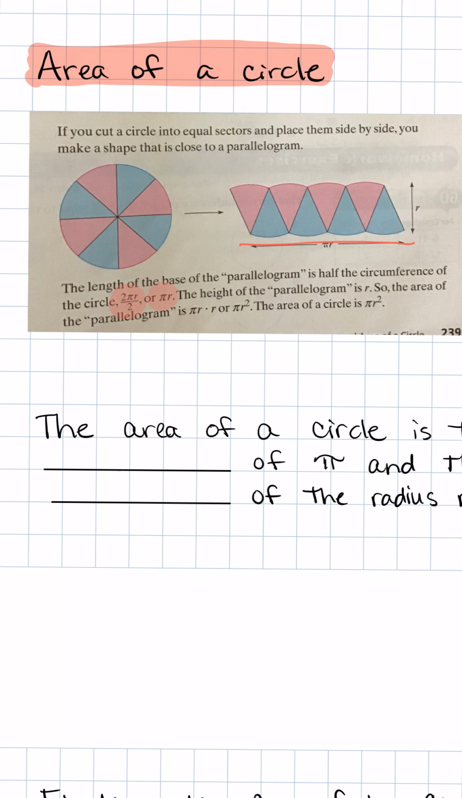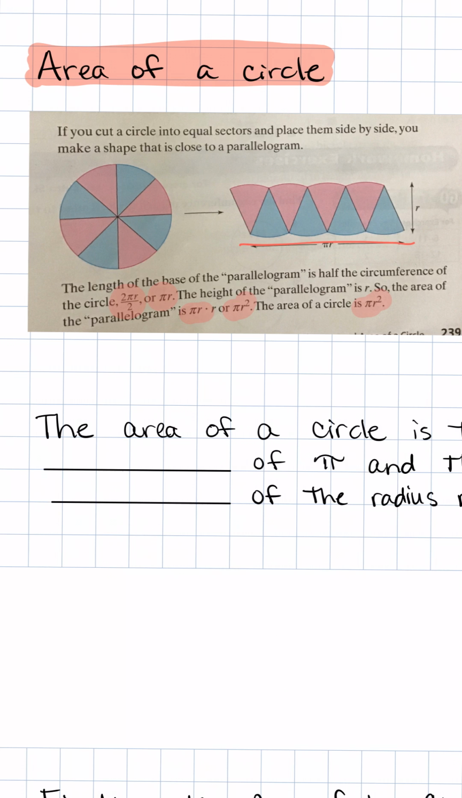So the area of the parallelogram is pi r times r, or pi r squared. So the area of the circle is pi r squared.